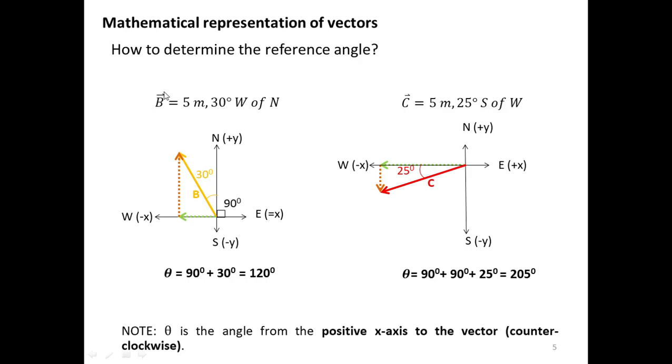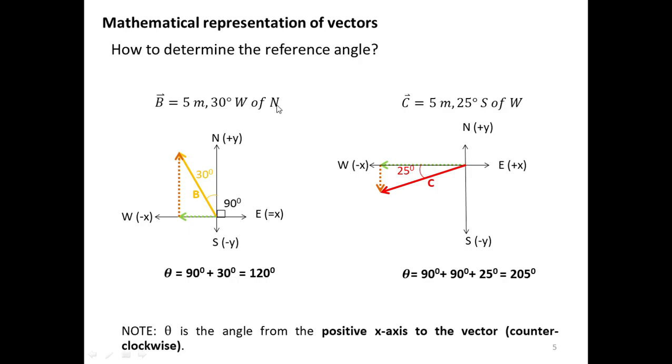I put an arrow above the B to indicate that this is a vector quantity. So if there is no arrow, that means this is a scalar quantity and we do not have any direction. But if we have an arrow above the vector name, that means this quantity has a direction, and that means this quantity is a vector quantity. So in our example, we have vector B equal to 5 meters 30 degrees west of north.